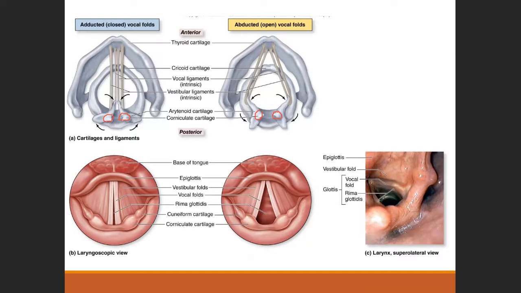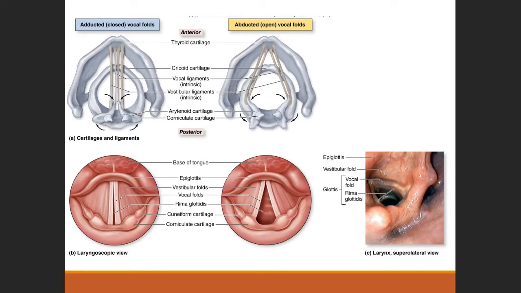And then finally, we have our cuneiform cartilages that we typically don't see on a diagram such as this because they're more so embedded into the soft tissues. Here's where our cuneiform cartilages would wind up being, sitting more so into the soft tissue, just out from the corniculate cartilages. Now, of course, as you see the drawing on the top, that structure is not going to do a whole lot to change air flow.